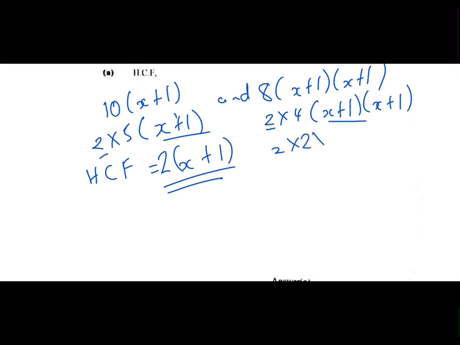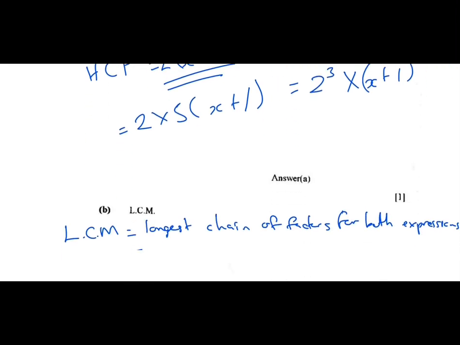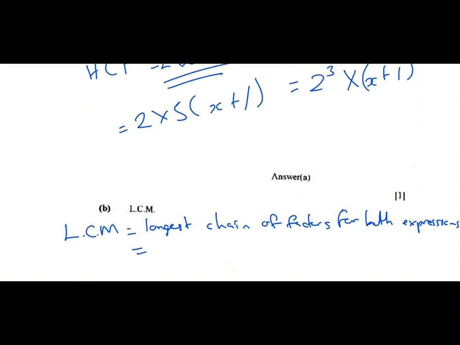We get it from that 8, which equals 2 times 2 times 2. So we take that 2 times 2 times 2 and note it down. Then we express 10(x + 1) again. Take the longest chain of 5's. There's only one 5 there, so we take that one, and then the longest chain of (x + 1) is found in 8(x + 1) squared. So our highest common factor there would be 2 times 2 times 2, which equals 2 cubed.